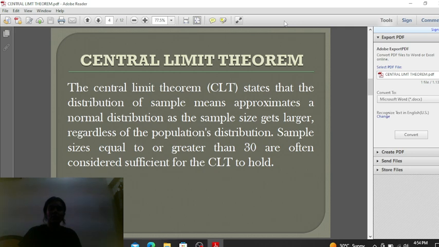So, what is the central limit theorem? The central limit theorem can be stated as: the distribution of sample means approximates a normal distribution as the sample size gets larger, regardless of the population distribution. A sample size equal to or greater than 30 is often considered sufficient for the central limit theorem to hold.